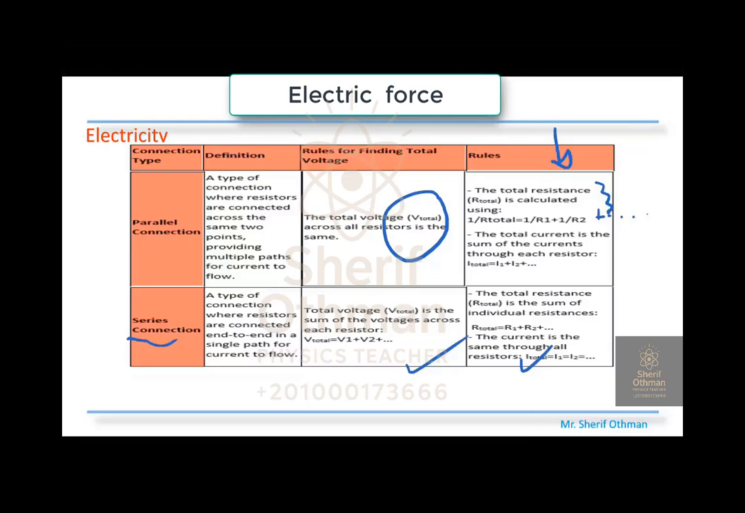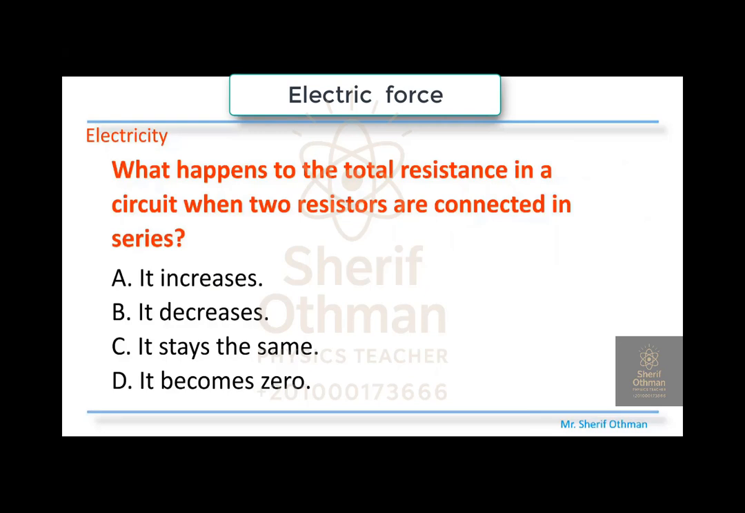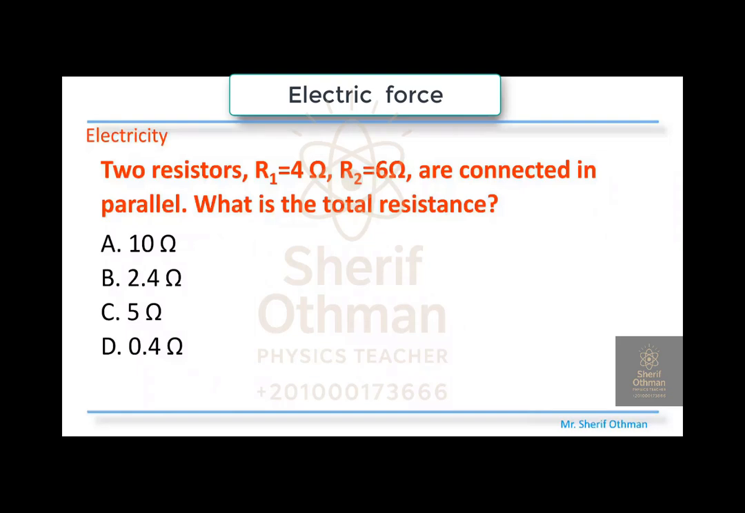What happens to the total resistance in a circuit when two resistors are connected in series? Series, so it increases. Two resistors, R1 equal 4 ohm, R2 equal 6 ohm, are connected in parallel. What is the total resistance?